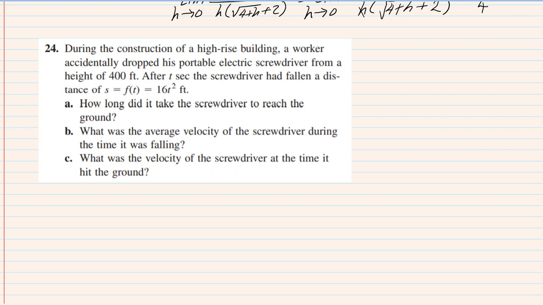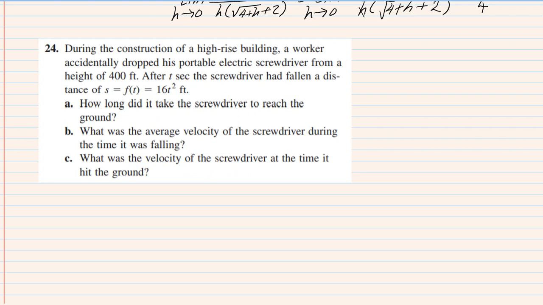Okay, so in exercise number 24, the question goes: during the construction of a high-rise building, a worker accidentally dropped his portable electric screwdriver from a height of 400 feet. After t seconds, the screwdriver had fallen a distance of s as a function of time t, 16t squared. How long did it take the screwdriver to reach the ground?